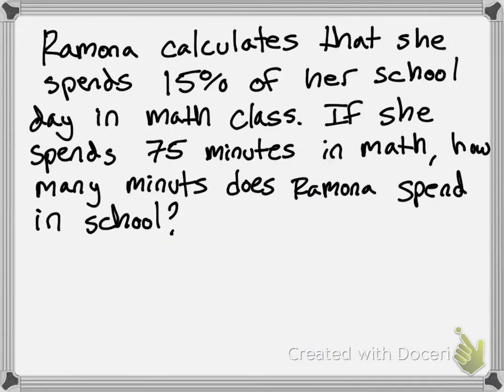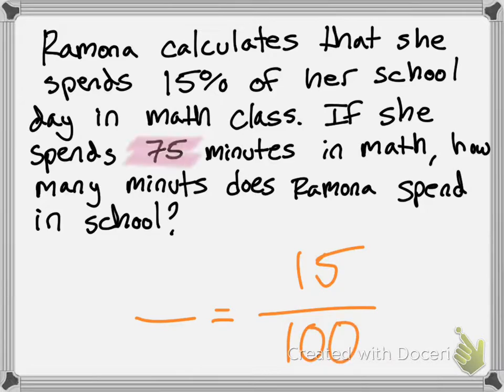Ramona calculates that she spends 15% of her school day in math class. If she spends 75 minutes in math, how many minutes does Ramona spend in school? So we already know it's going to be percent over 100. But I need to figure out, I've got this number here, 75. Is that going to go at the top or the bottom? Is that the numerator or the denominator? Lennox. It's going to be at the top. Emma, why is it going to be at the top? Because that's our part. We don't know the whole time that she spends in school.